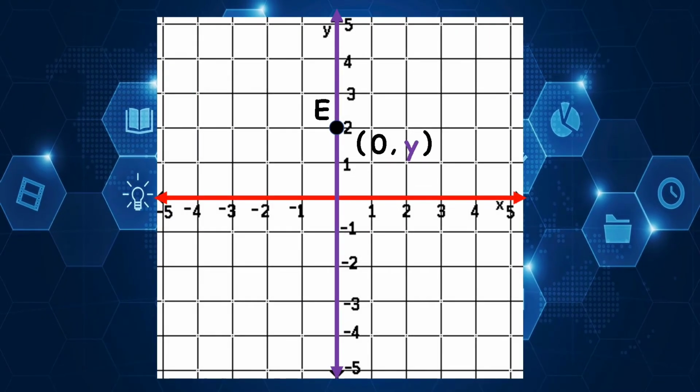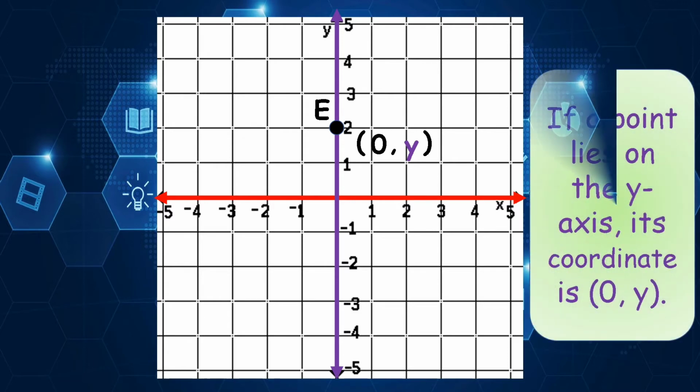What if a point lies on the y-axis? So if a point lies on the y-axis, its coordinate will be 0 and y. Now look at the points. Look at the dots. At what number does the point exactly lie? Correct. It is at positive 2. Therefore, point E has a coordinate of 0 and 2.